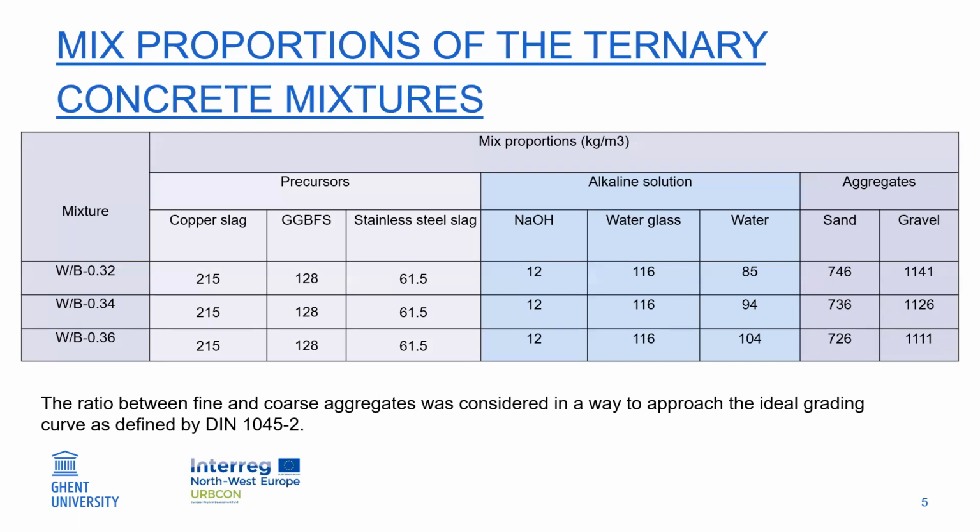In this slide, we can see the mix proportions of the ternary concrete mixtures. What we can say about this table is that the total amount of solid precursors was kept constant at 400 kilograms per cubic meter. The ratio between fine and coarse aggregates was considered in a way to approach the ideal grading curve as defined by DIN 1045-2.